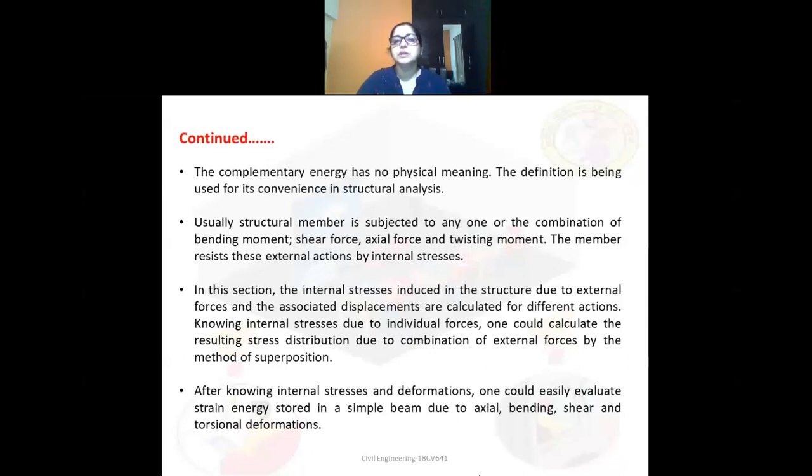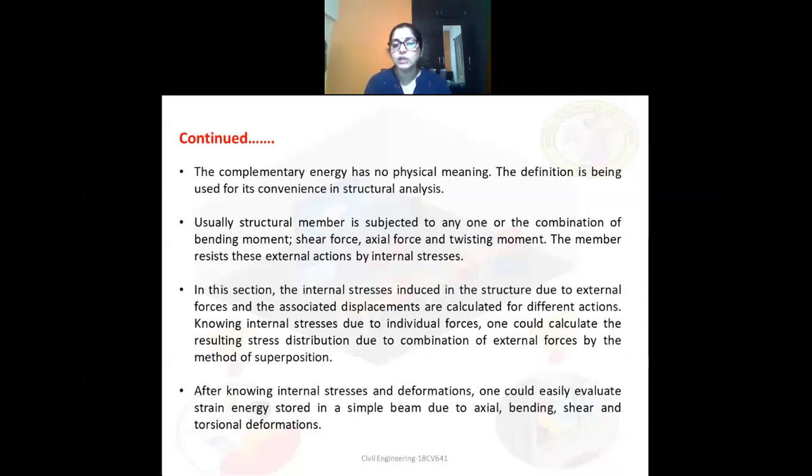Usually, a structural member is subjected to any one or a combination of bending moment, shear force, axial force, and twisting moment. The member resists these external actions by internal stresses. Obviously, when the load is applied, the body will not simply deform. It will oppose it by its internal stresses. In this section, the internal stresses induced in the structure due to external forces and associated displacements are calculated for different actions. Knowing internal stresses due to individual forces, one could calculate the resulting stress distribution due to the combination of external forces by the method of superposition principle.